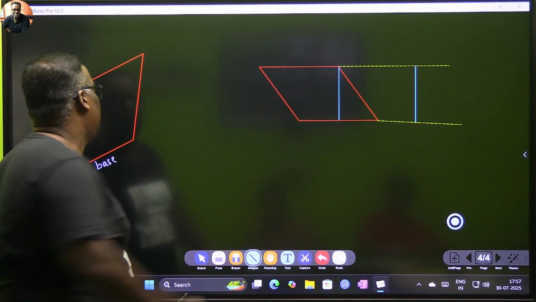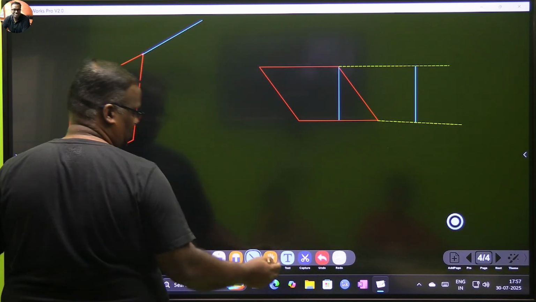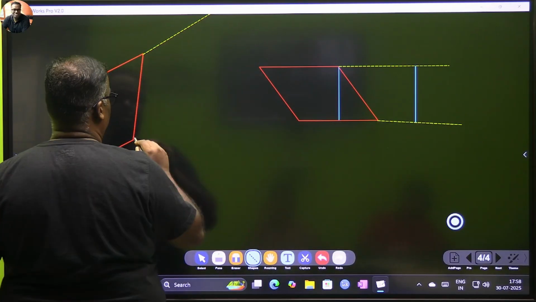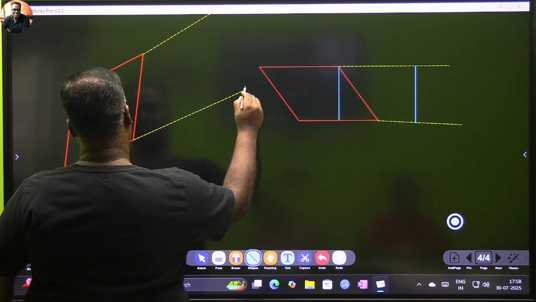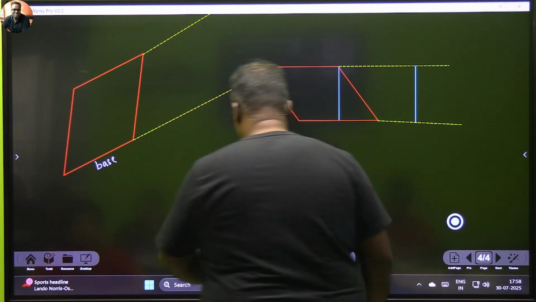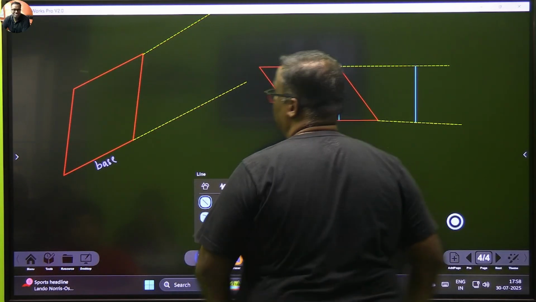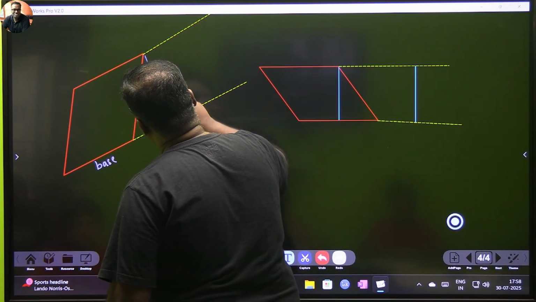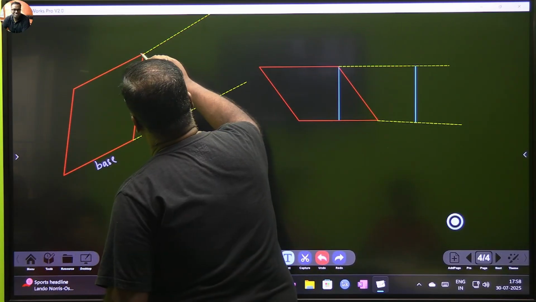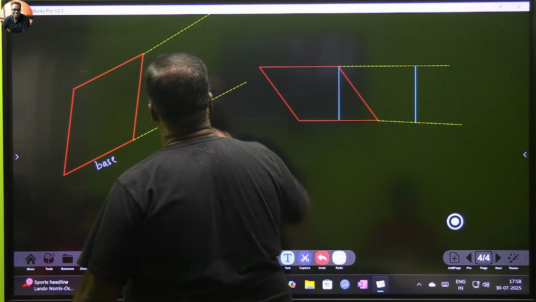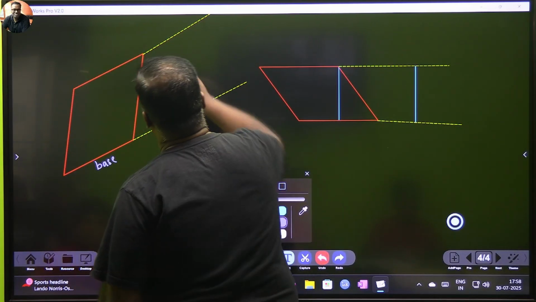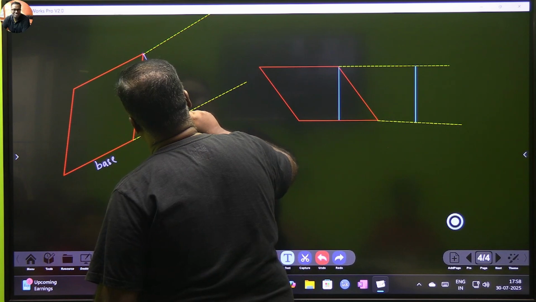So what I do, once again, I will take up my parallel lines. The lines are parallel now. And I now need to have a perpendicular on this one. So the perpendicular will actually fall. One minute. Hand up. This is the perpendicular.